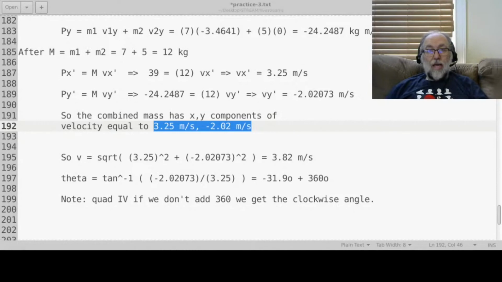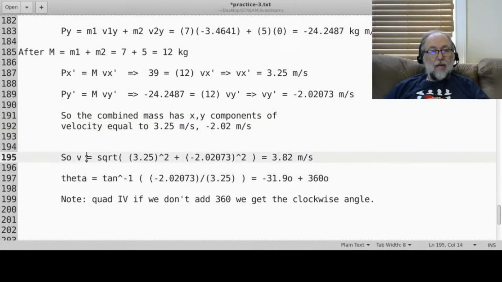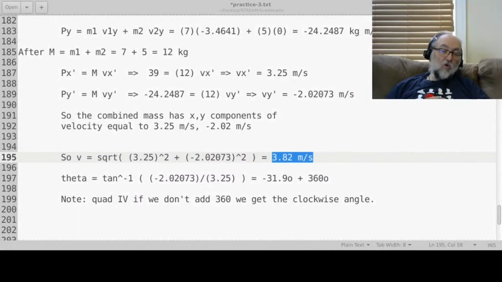Now, what about converting it to polar? Okay, so that's the Cartesian answer. And the second question was, give it to me in polar. And polar, it's a magnitude and an angle. Okay, so for the magnitude, it's the Pythagorean theorem. It's the square root of the x component squared plus the y component squared like that. So the x component squared, then add the y component squared, then take the square root of all that, and we get 3.82. Okay, so this mass is going to be moving at 3.82 meters per second.